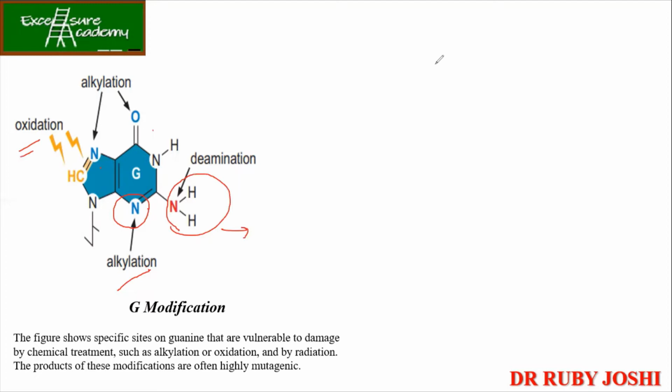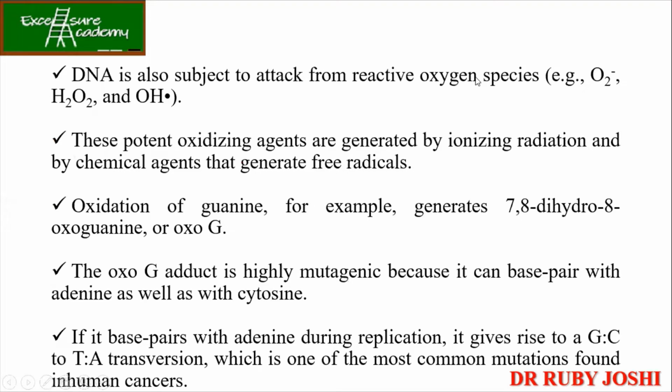Similarly, in the case of adenine also. DNA is also subject to attack from reactive oxygen species like O2 minus, H2O2, and OH radical. These potent oxidizing agents are generated by ionizing radiations, which will result in free radicals. और हमें मालूम है जो free radicals form होते हैं तो क्या होता है? They might affect the DNA structure or the proteins which are involved in DNA replication. So they are going to affect the function of the cell, correct?